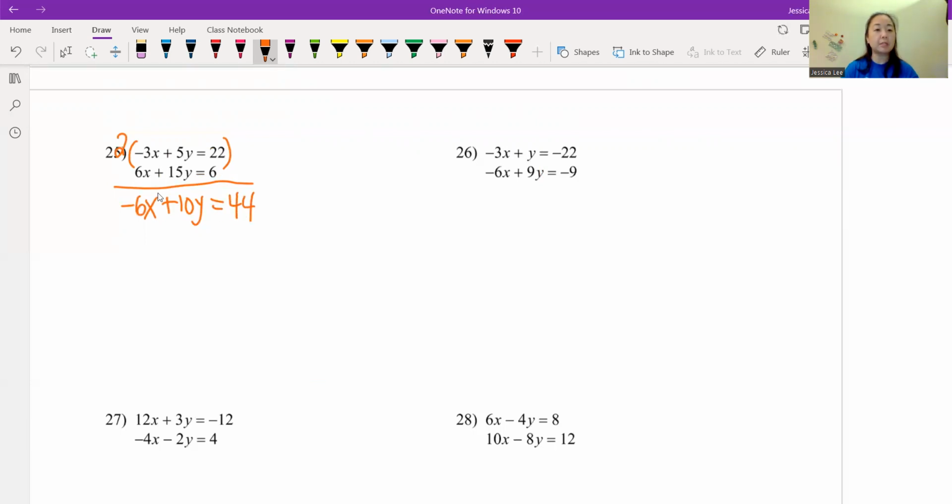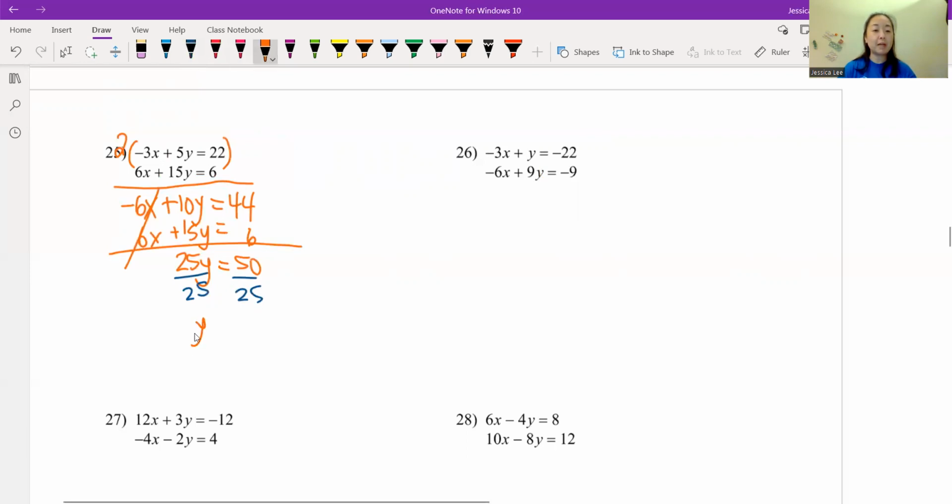Bottom, not doing anything to it because I already like it to be 6x, that's fine. So we're just going to go 6x plus 15y is equal to 6. X's cancel out, eliminated. 10y plus 15y is 25y is equal to 50. Oh, good, I can change the color now. Now we're going to divide both sides by 25. Oh, look, see how it makes a difference? It's no more just monochromatic. So y is equal to 2.